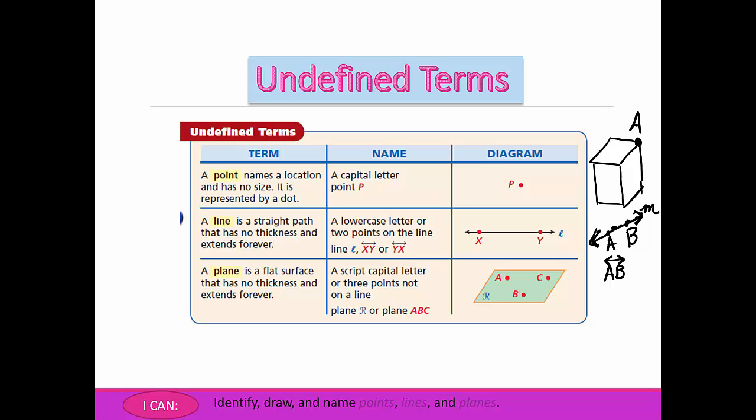Our last undefined term is a plane, and it's just a flat surface that has no thickness and extends forever. So if you can imagine a piece of paper that doesn't end on the edges, it just extends forever, floating in space, that would be considered a plane. We usually name our planes with a script letter. You can see the script letter R here, so it will be plane R. Or we name our planes with 3 points on the plane. So A, B, and C are all points in this plane. And then we would use an image like this to draw a plane.